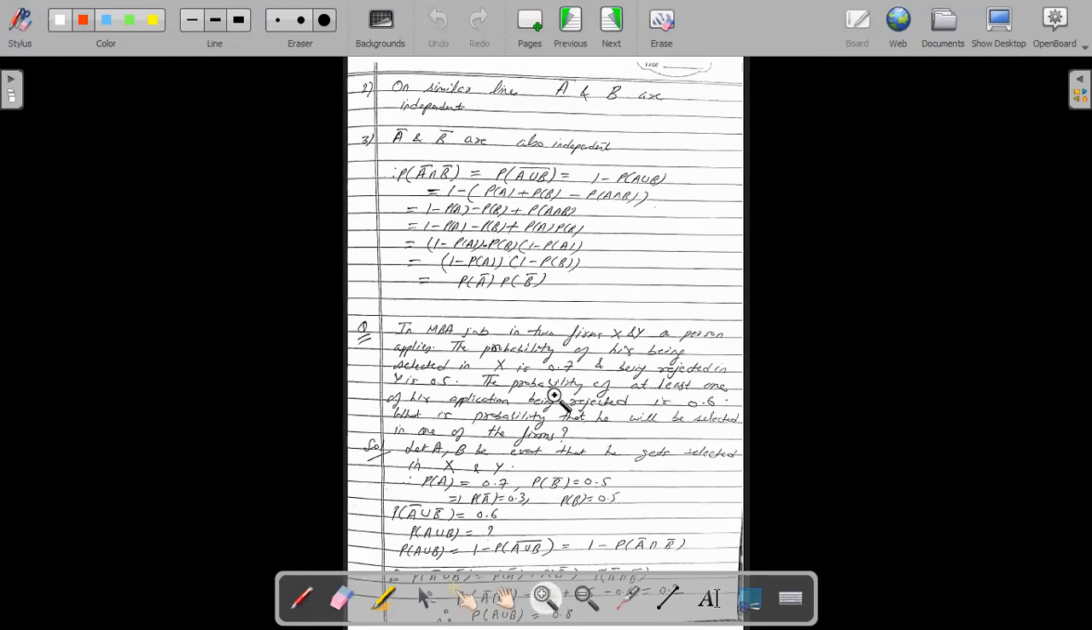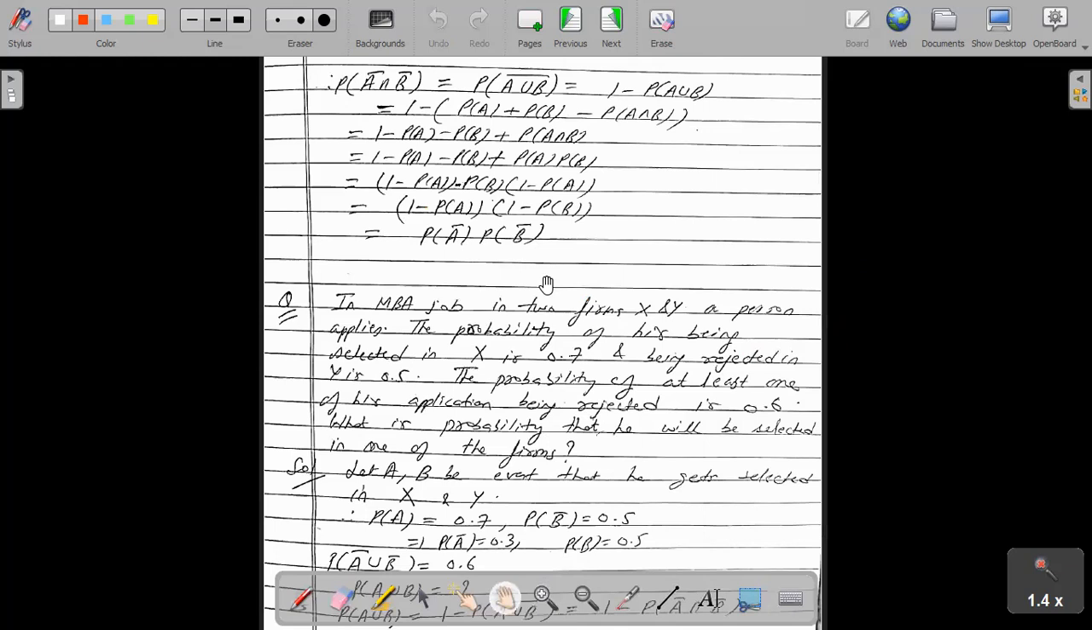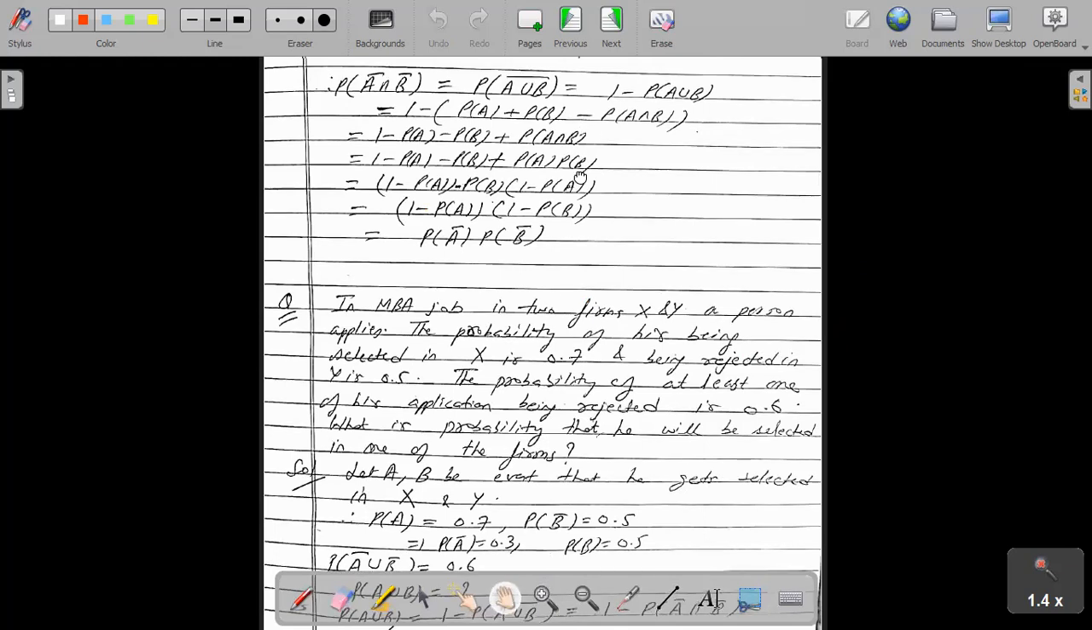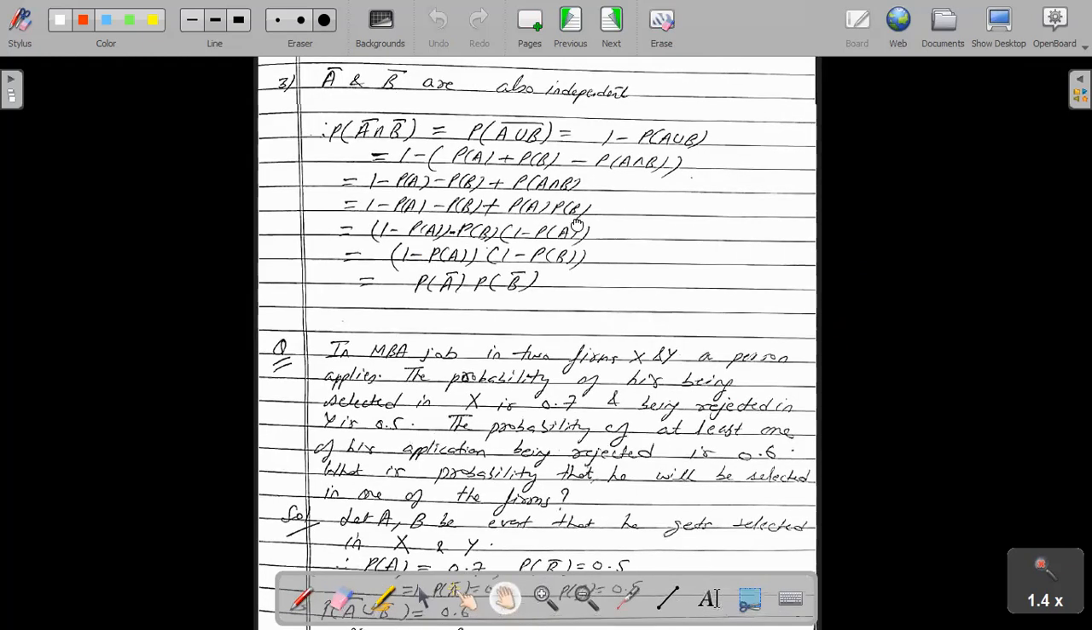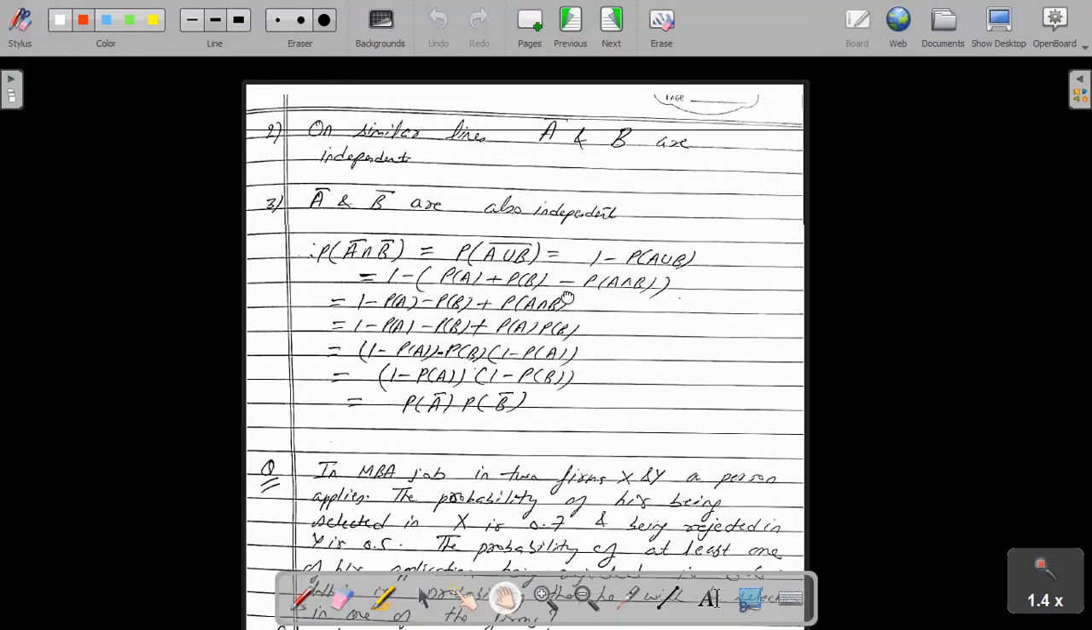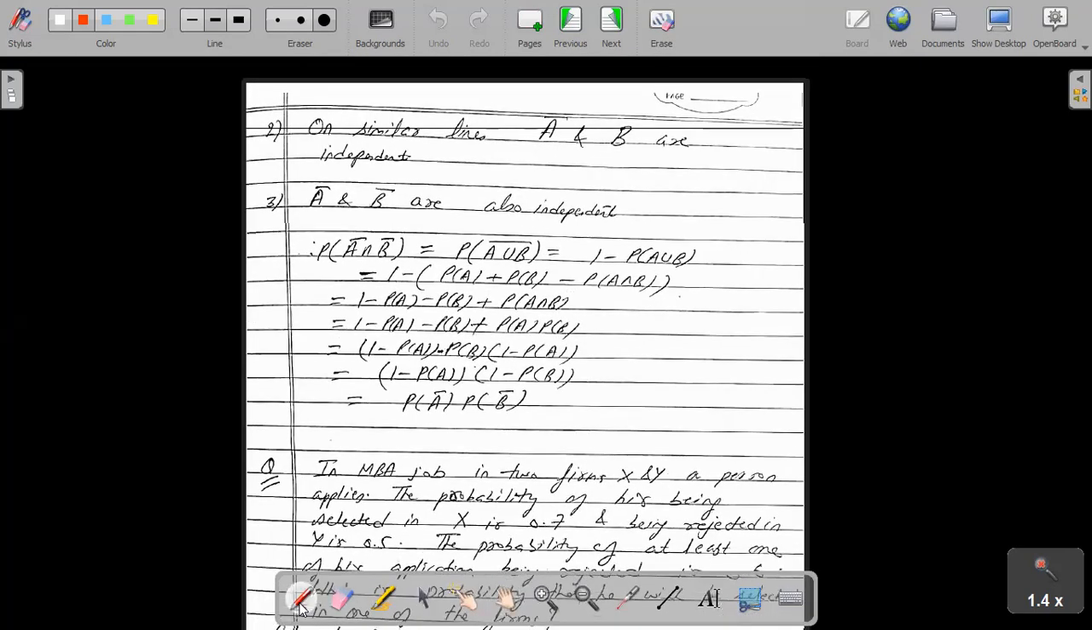Similarly, on these lines, again same proof. Say we can show that probability of A bar intersection B will be same as probability of A bar into probability of B bar. तो वहां से क्या आ जाएगा? A bar and B are also independent events. So next is A bar and B bar are also independent. So A bar and B bar are also independent.